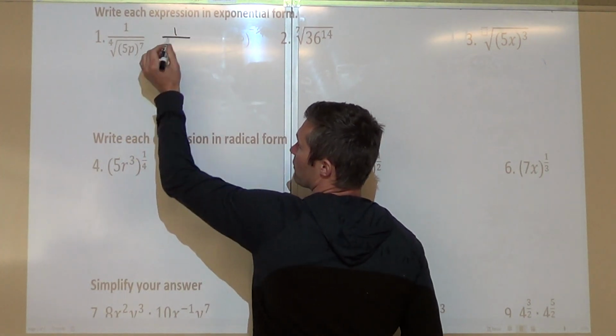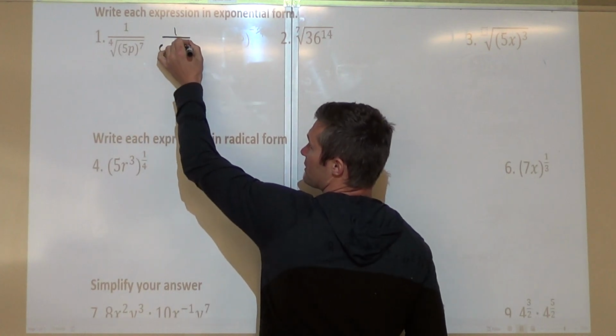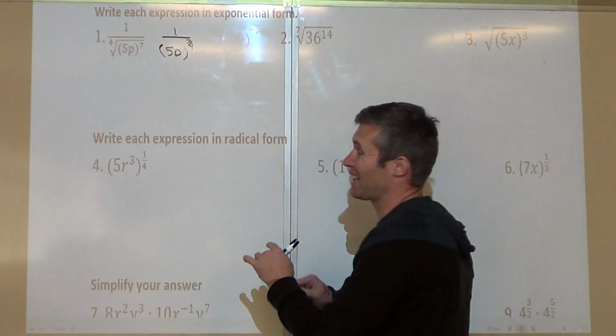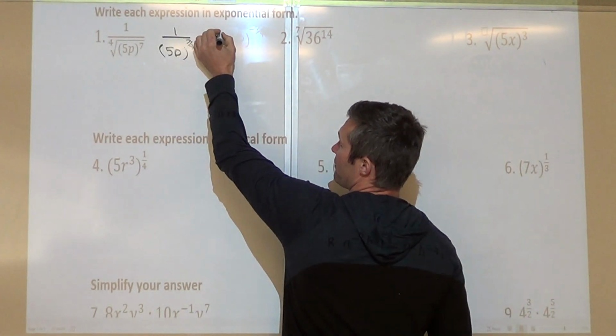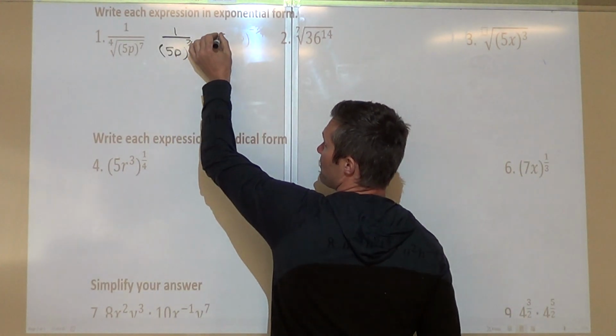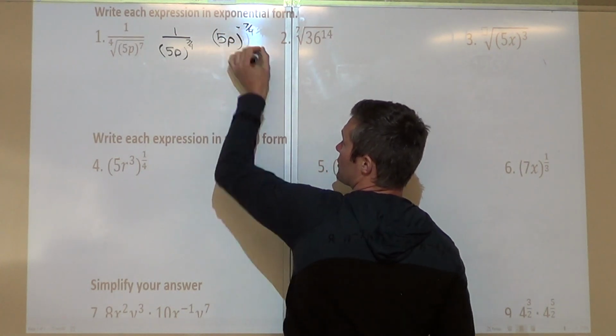So it'd be 1 over 5p, put it in parentheses. Make sure it's in parentheses, 7/4. We want to put that up top, always exponents up top. So for this one, it'd be 5p. We want to flip it up, so we just make our exponent negative, so negative 7/4.